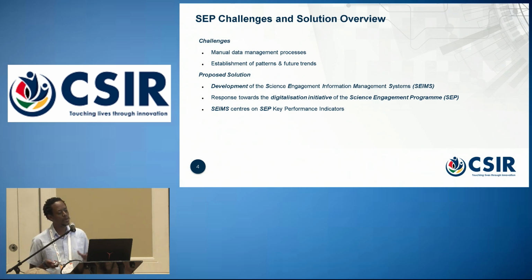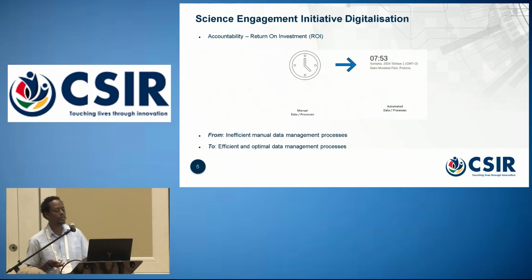So through legislature, what happened is the DSI was guided by their internal processes to actually come up with a system that can automate parts of the whole science engagement program. Then the whole science engagement program ended up having to be digitalized. So there were key performance indicators which were going to enable the DSI in order to account for the funds that they use on the science engagement program.